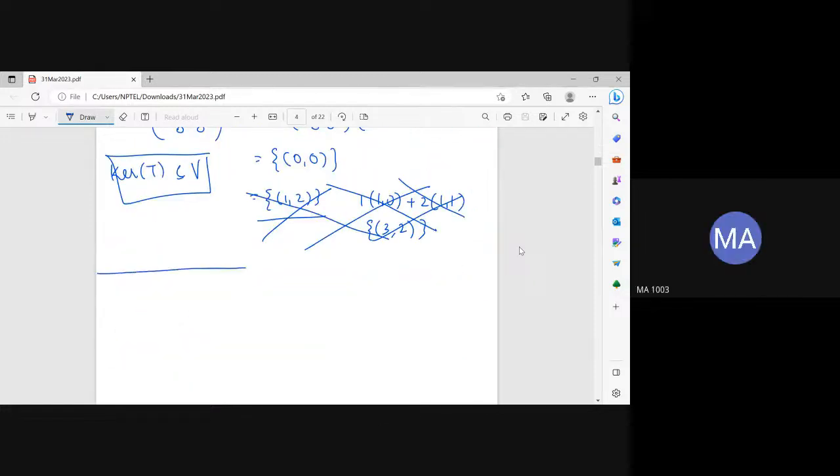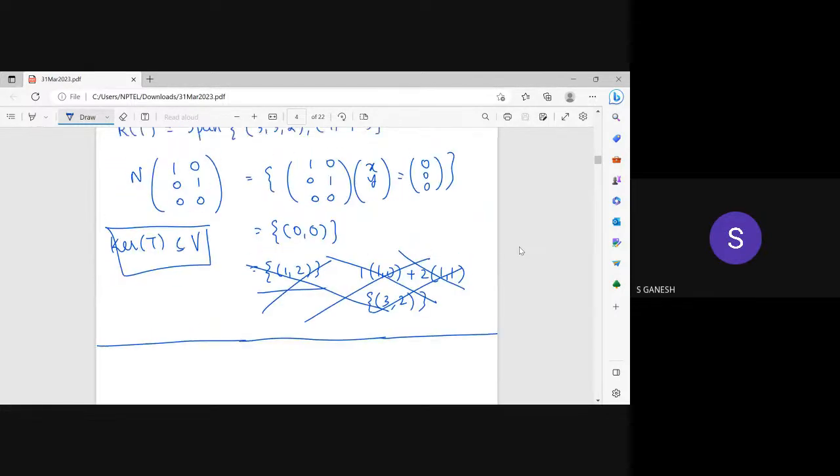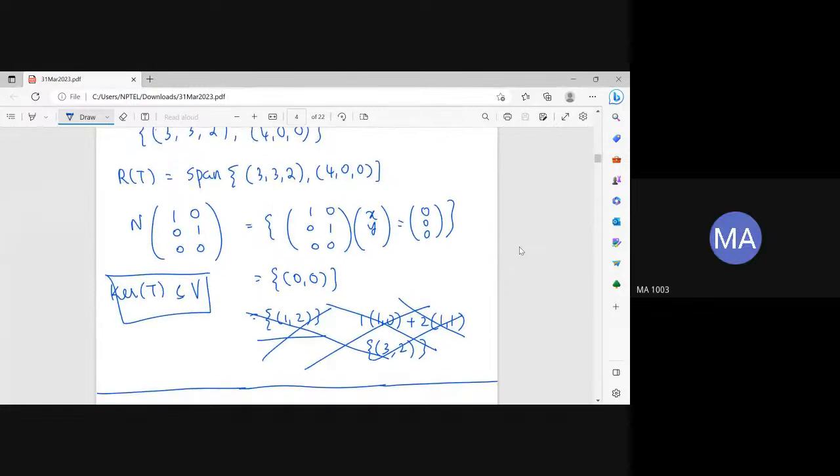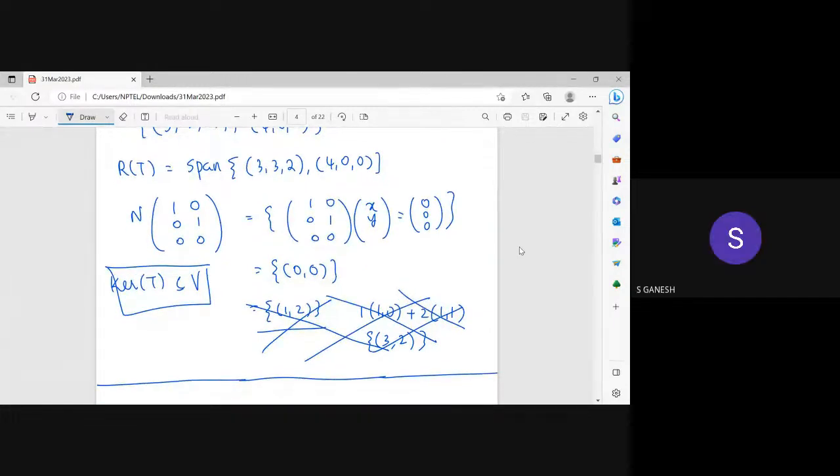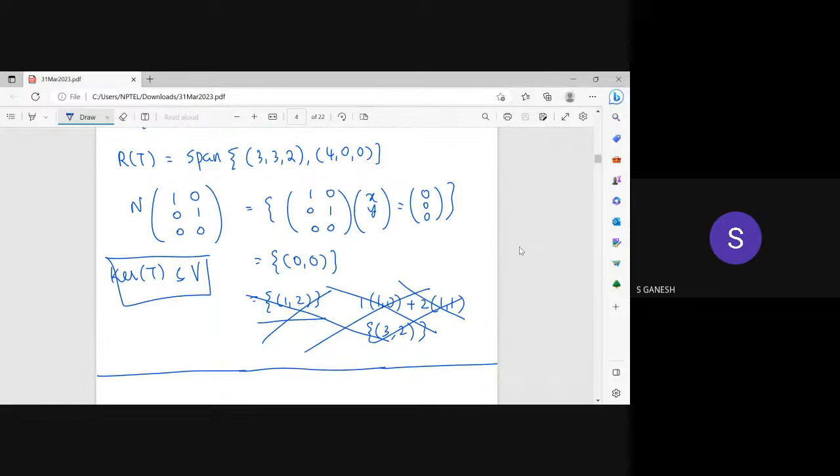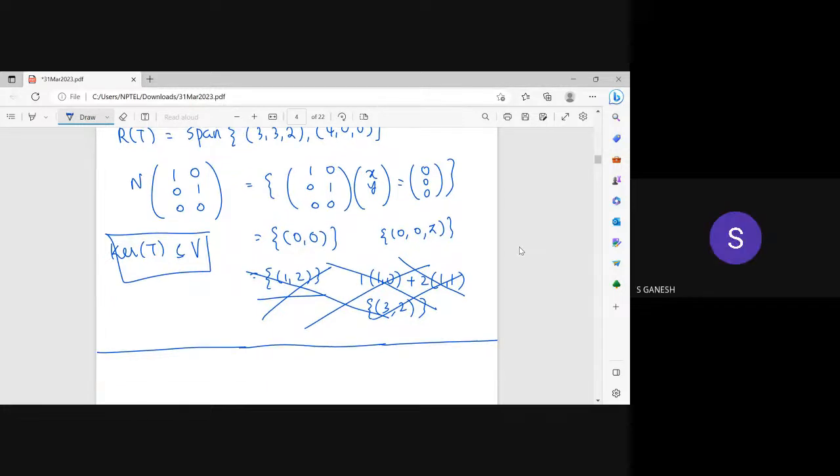Ma'am, I have one doubt. Consider that the null space is 0, 0, t. And the domain has an order 3 basis, but that is not a standard ordered basis. So could you express in terms of that one? It's not a standard ordered basis for the domain, it's something else. So you will first find a basis for this, right?